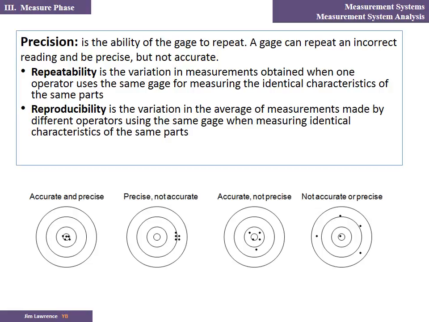So you can be accurate and precise, which is the best. Precise but not accurate. You can be accurate but not precise, or not accurate or precise.